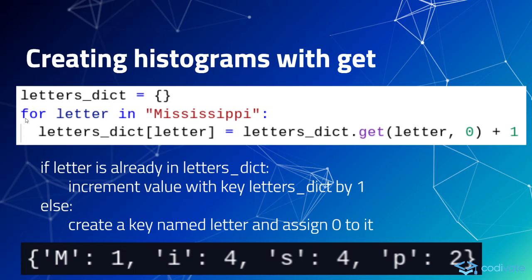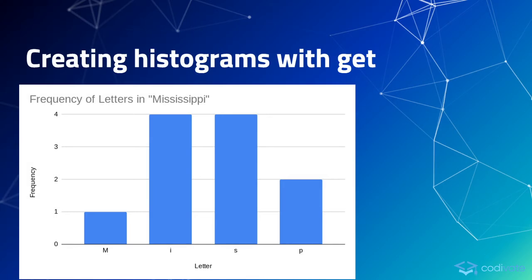Now, as usual, to loop through items in a string, we could use a for each loop. What we're doing is letters_dict of the current letter. So we are making a key for the current letter. And to that we are assigning letters_dict.get(letter, 0) plus 1. So this may be very complicated, but let's go back to our histogram to see what exactly we need to do.